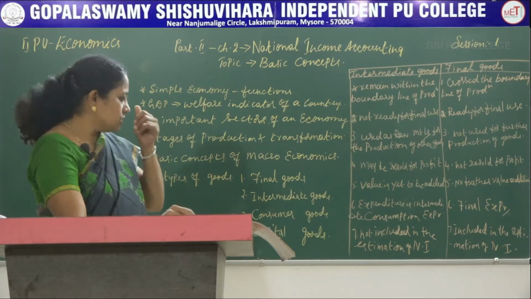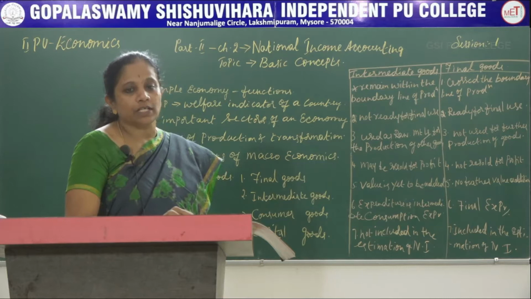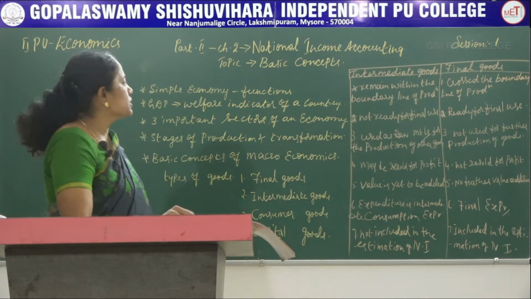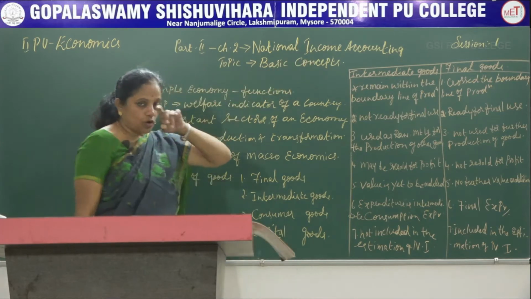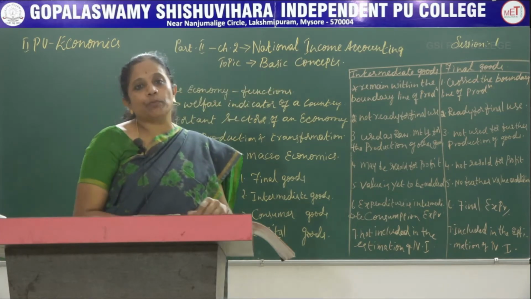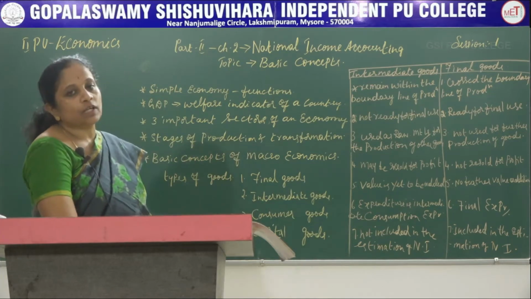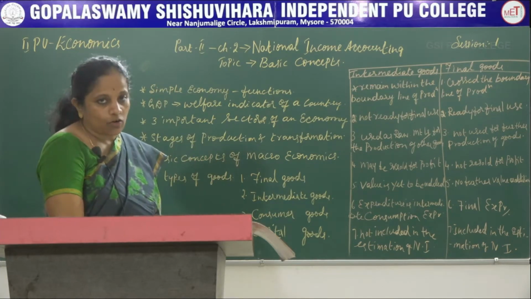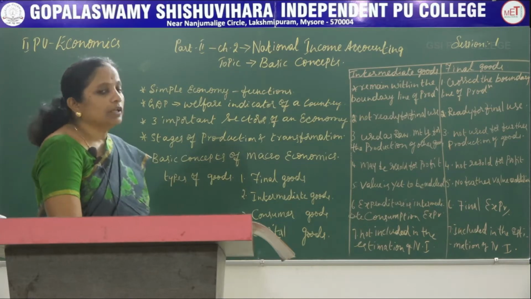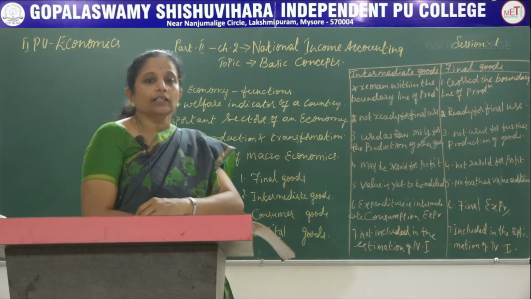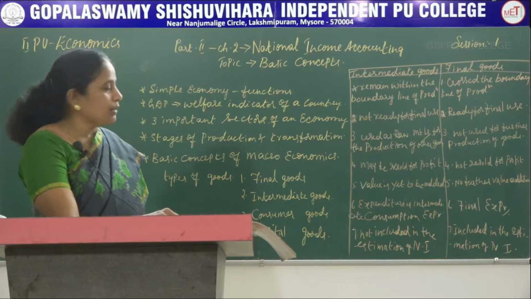In this session, let us learn and discuss the topics related to the second chapter, that is national income accounting. As you all know, under Part 2, Macroeconomics, you have 4 chapters. The first one is introduction to macroeconomics. The second one is national income accounting. The third one is money and banking. And the fourth one is the determination of income.